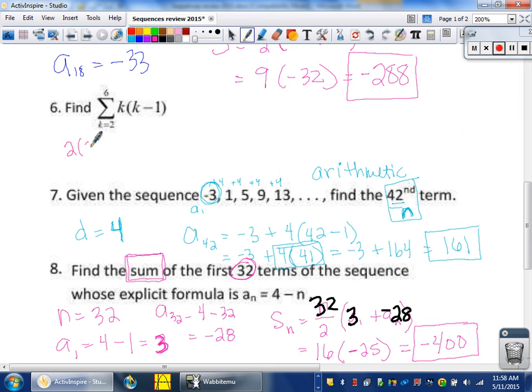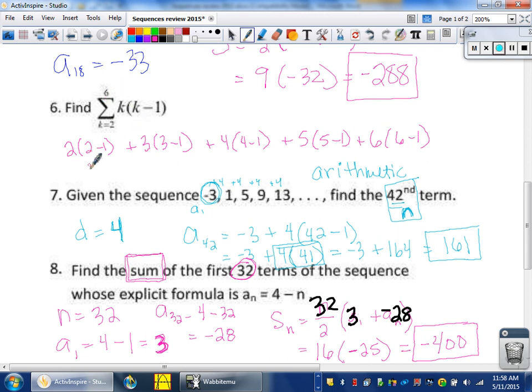So 2 times 2 minus 1 plus 3 times 3 minus 1 plus 4 times 4 minus 1 plus 5 times 5 minus 1 plus 6 times 6 minus 1. And we stop. So you first replace k with this starting value. You stop once you replace k with that ending value.